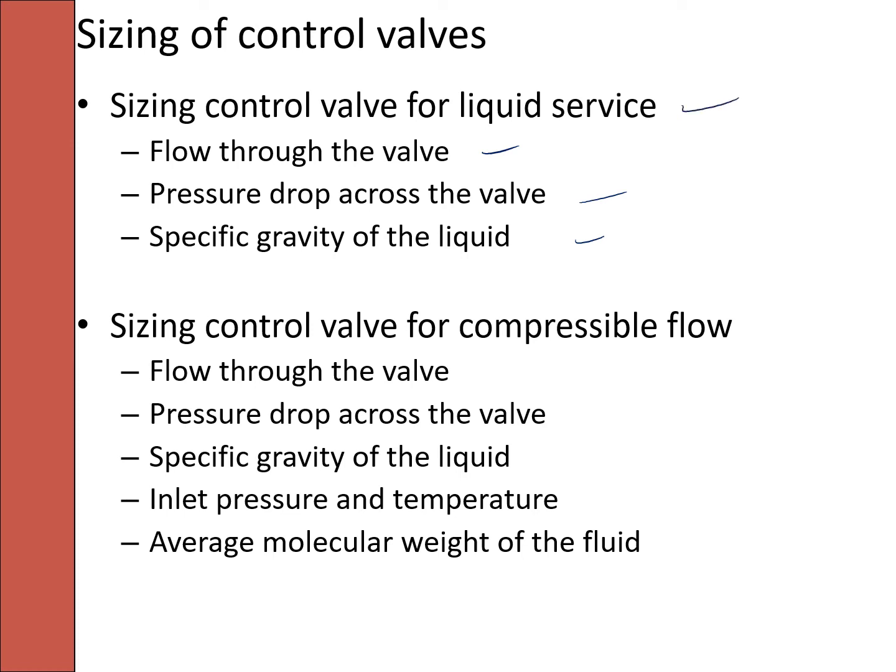Remember the formula that we learned previously, which is F equal to CV square root of delta PV over GF. For the control valve for compressible flow, we refer to Fs. For that Fs, we need to consider the flow through the valve, pressure drop across the valve, specific gravity, inlet pressure and temperature, and average molecular weight of the fluid.